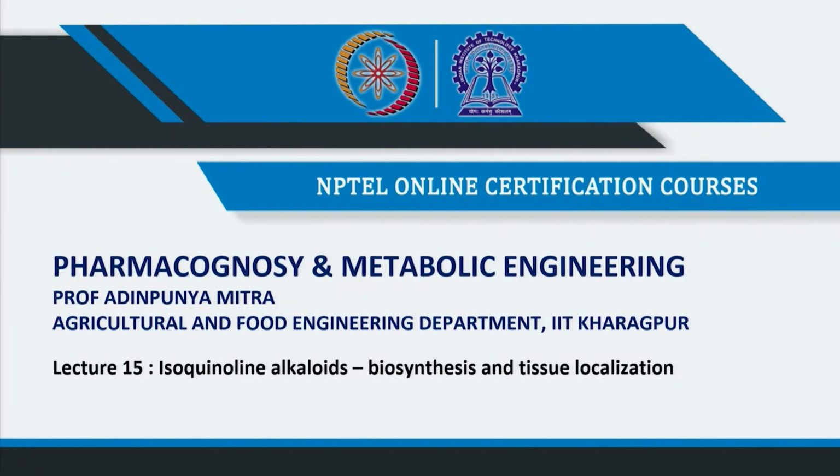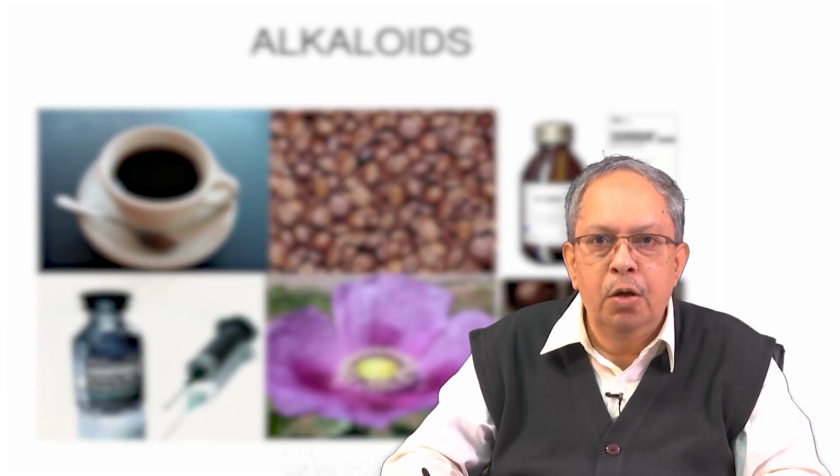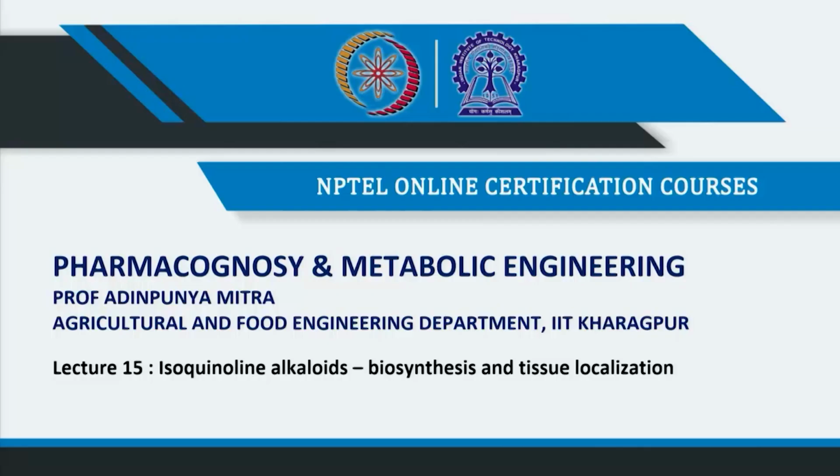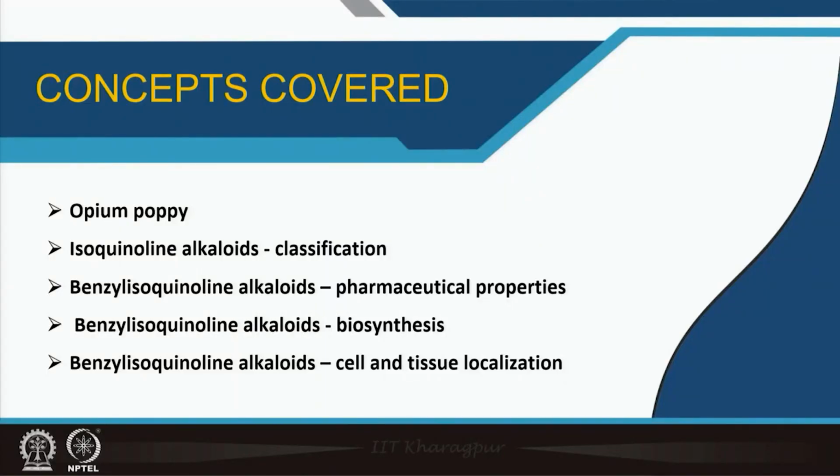This is lecture number 15, where we will talk about isoquinoline alkaloids, biosynthesis and tissue localization. Isoquinoline is a general group, so here mostly we will be dealing with one particular type of isoquinoline alkaloids, which is called benzyl isoquinoline alkaloids. Let us go to the concepts which are going to be covered.